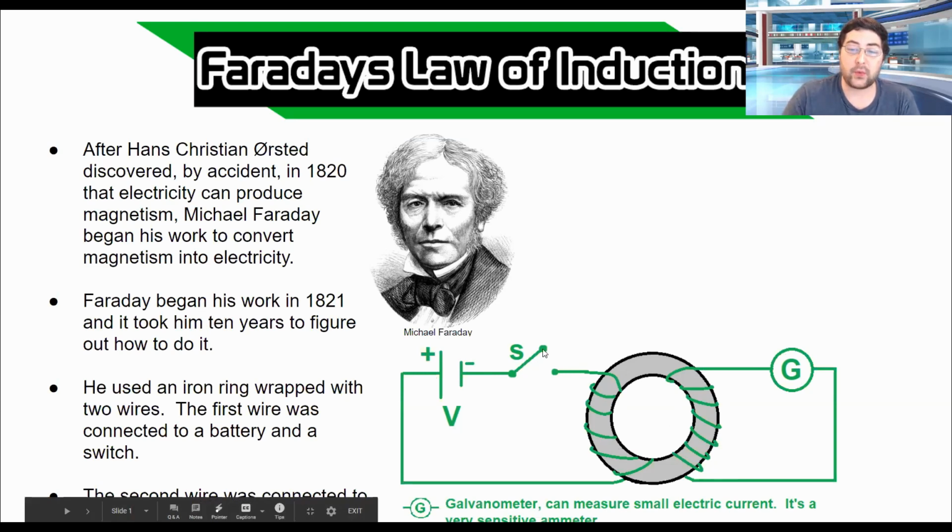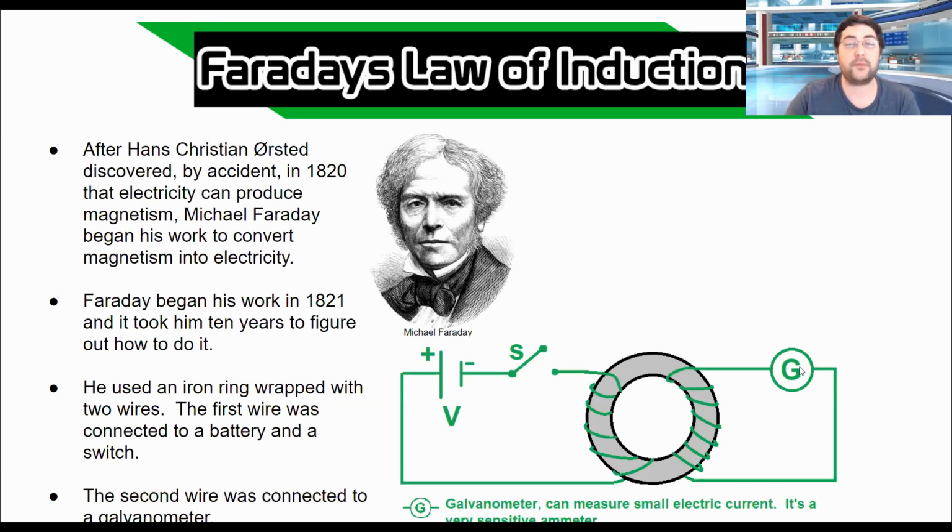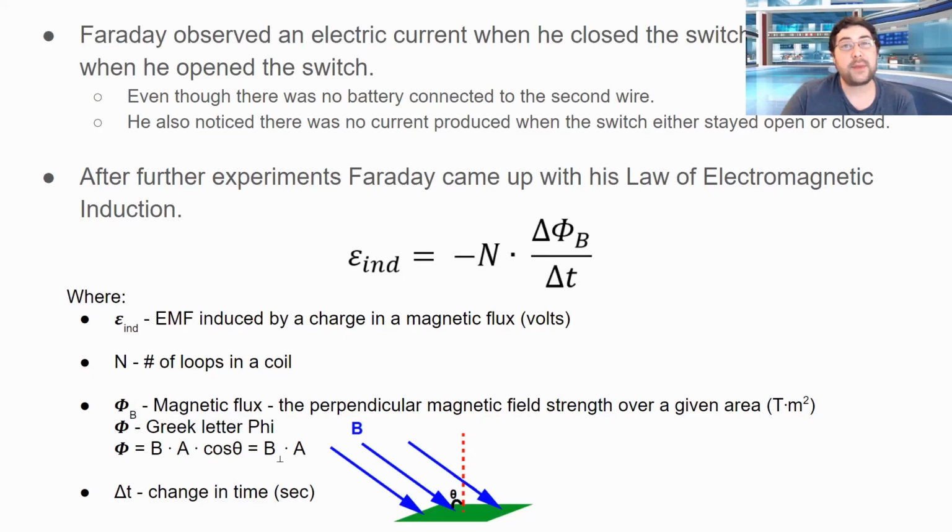He noticed that when the switch was open, no current was read on the galvanometer, but when the switch closed, he would get a brief moment of current reading on the galvanometer, and then it would go back to zero. And when he opened the switch, he would get another brief moment of current being read on the galvanometer. So it was only in the instance that the switch was opening and closing that he would get any kind of current readings at all. But if the switch stayed open or the switch stayed closed, then there was zero current, or 0 amps, being read on the galvanometer.